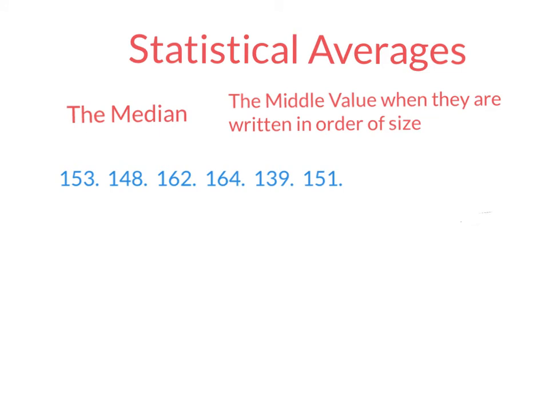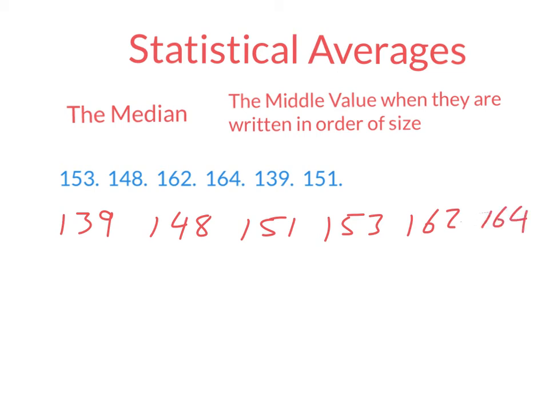Okay, so here we have another set of values. This time we've got 6, but like we did the last time, we put them in order. Now these numbers are slightly different. They could be heights of children or something like that. But we put them in order, and I tend to start with the smallest to the biggest. So the smallest number we have there is 139. Then we've got 148. After 148 we've got 151. Then 153, 162, and 164. So there's our 6 values.